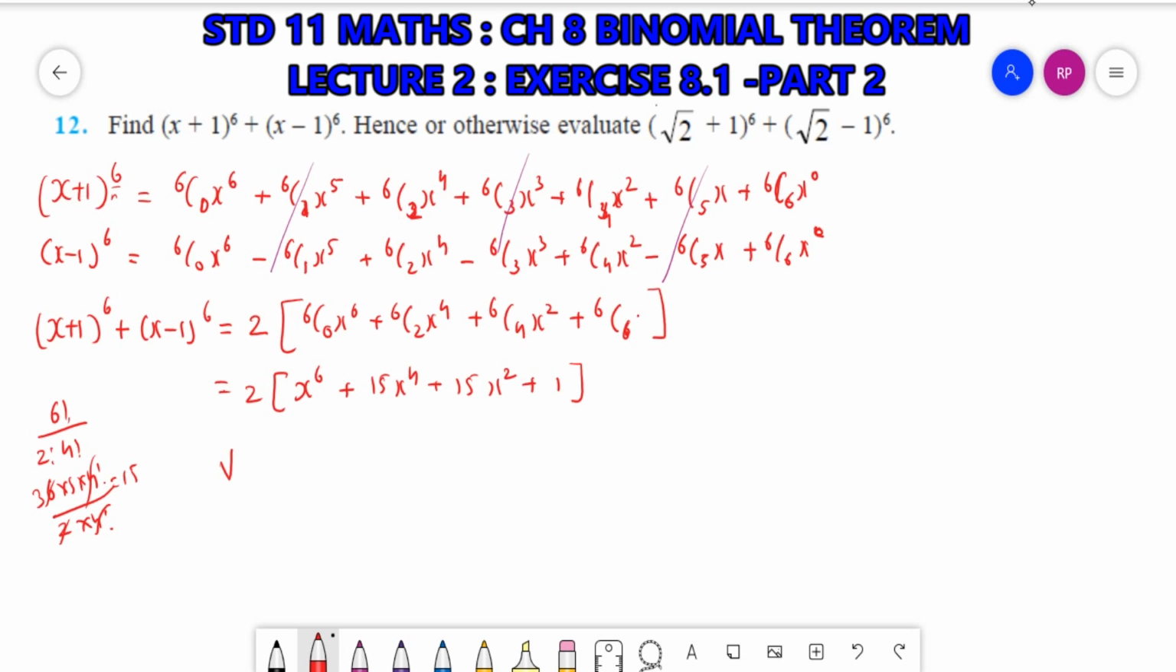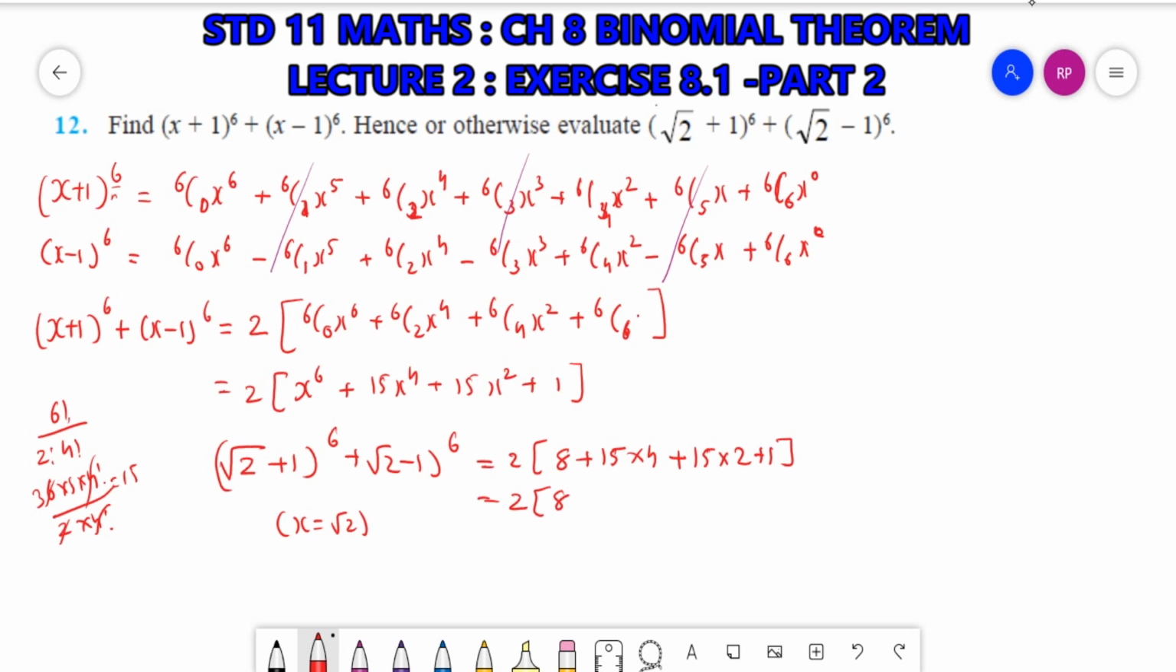So now when I calculate (√2 + 1)^6 + (√2 − 1)^6, I will take x equal to √2. 2√2 raised to 6, that means 2 raised to 3, so it will be 8, plus 15 (√2)^4, that means 2 raised to 2, that will be equal to 4, plus 15 (√2)^2, that is 2, plus 1.